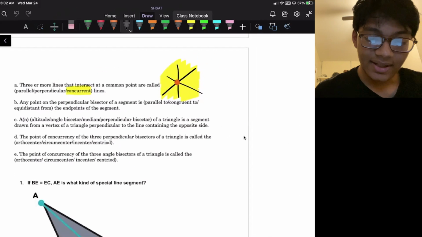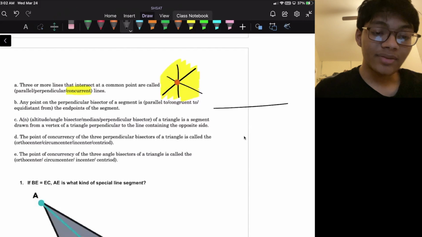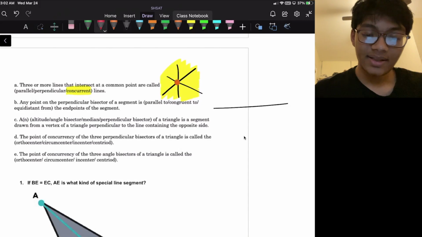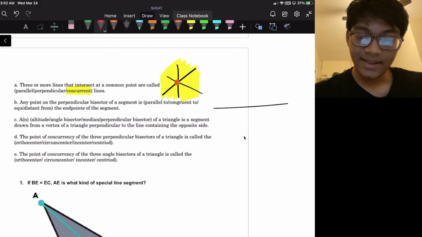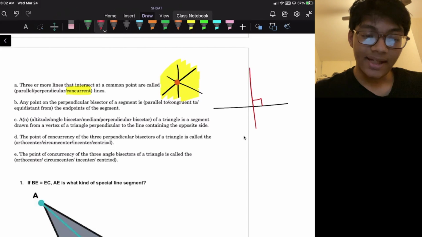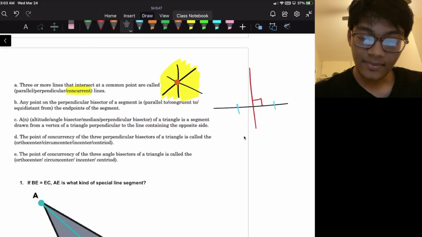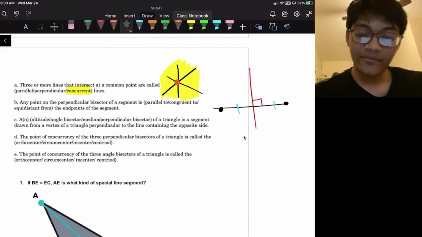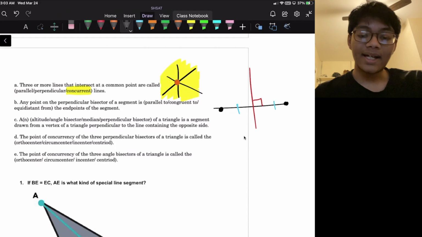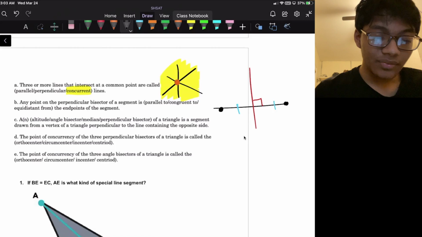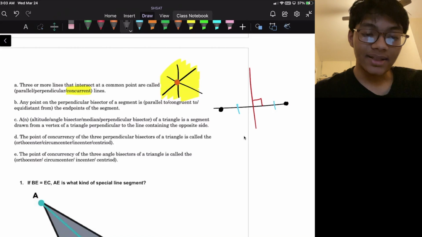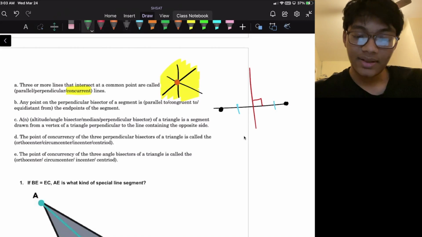So let's say I have some kind of a line segment and I draw the perpendicular bisector of that line segment. So the perpendicular bisector hits this line at a right angle and chops this line into equal pieces. So this piece and this piece, they're equal. So I'm gonna go ahead and put tick marks here. Okay, so this line segment is chopped in half by a perpendicular bisector that hits the line segment at a right angle.